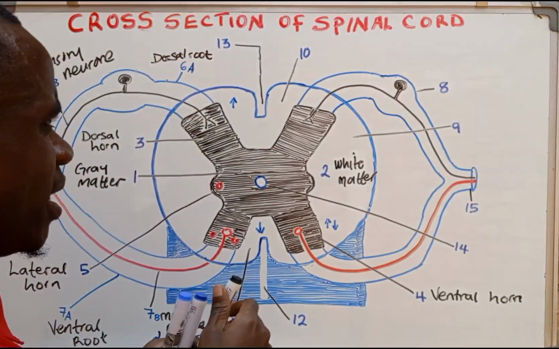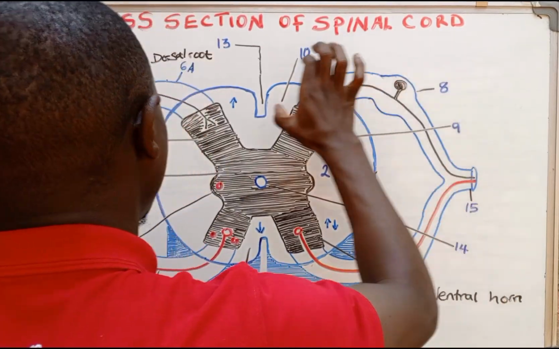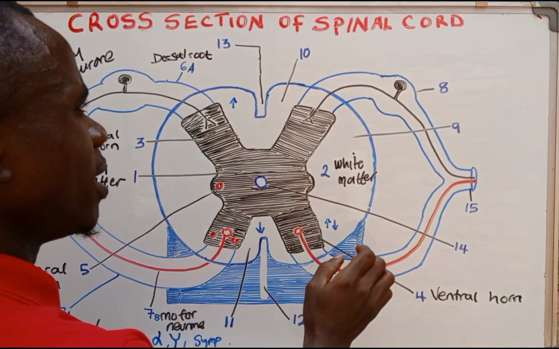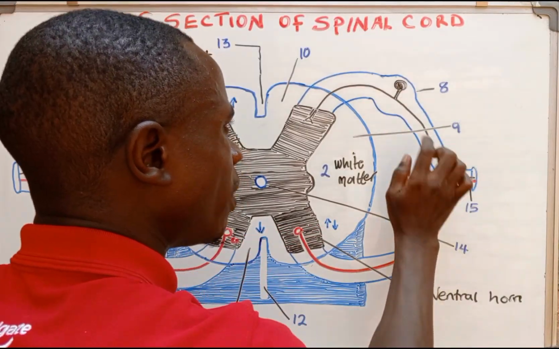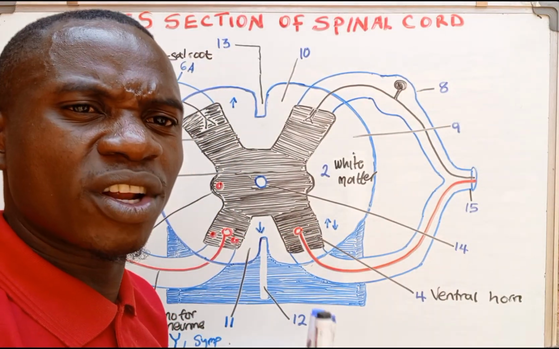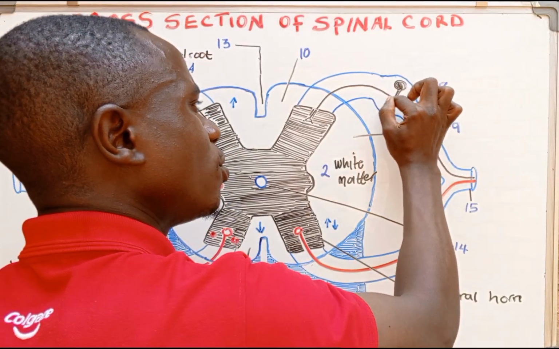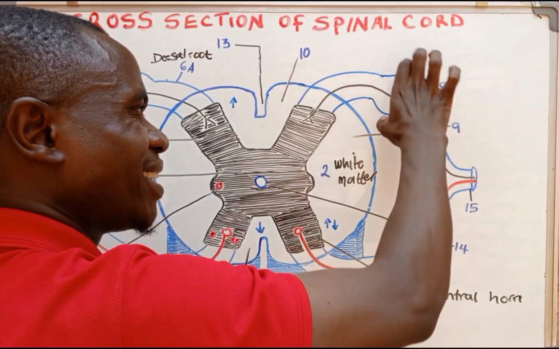Then coming to number 8, you see this number 8, we're going to be having this kind of bulbous structure, this dilated structure. It is going to be on the dorsal root, but this structure is going to be housing neuron cell bodies, okay? Sensory neuron cell bodies. You're going to be having a collection of neuron cell bodies inside this dilated area.